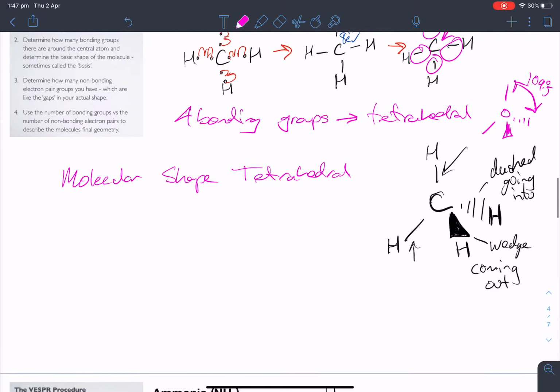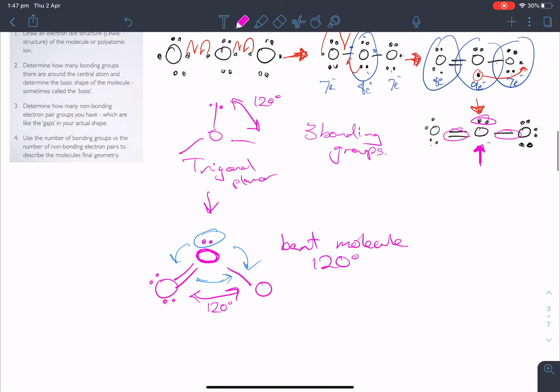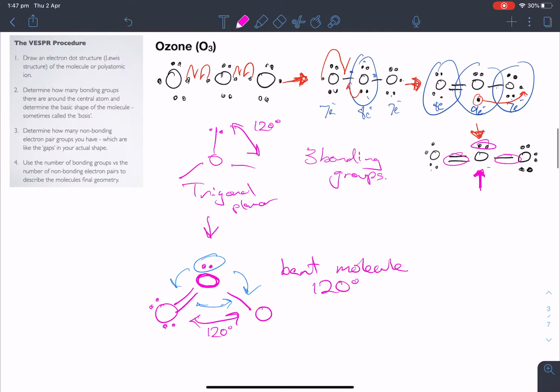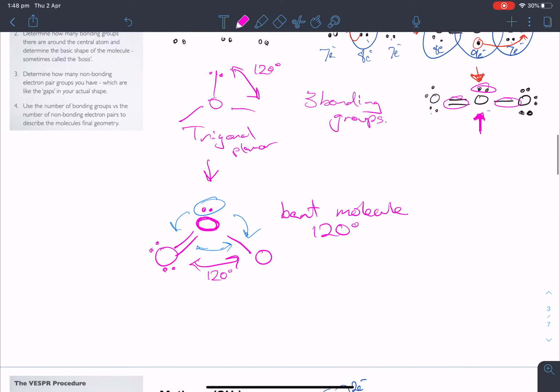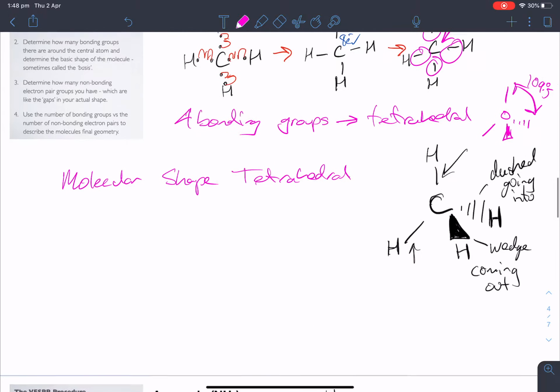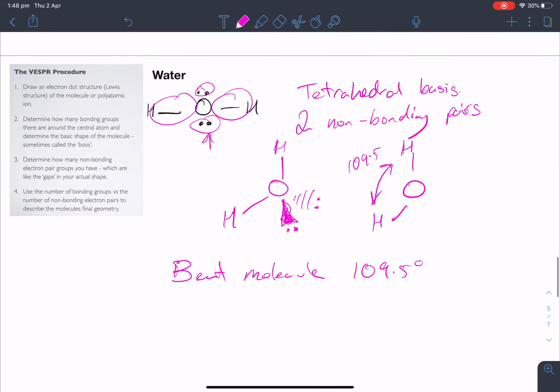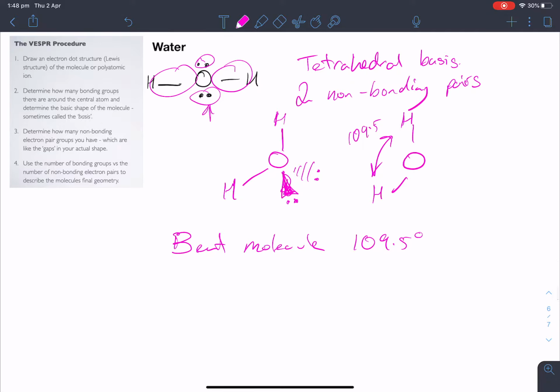We saw this, another bent molecule, back when we had a trigonal planar basis that had 1 lone pair. We got a bent molecule at 120 degrees. This time we have a tetrahedral basis, but with 2 lone pairs, and we get a bent molecule at 109.5 degrees. So even though you get 2 types of bent molecules, you can distinguish them too by the angle between them. The tetrahedral one will have the smaller angle, and the trigonal planar basis will have the larger angle, 120 degrees.